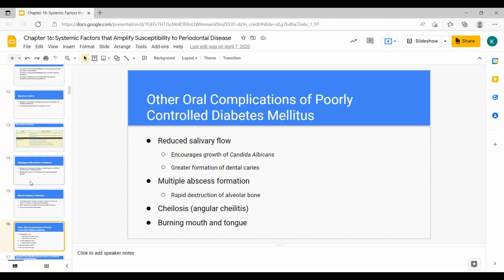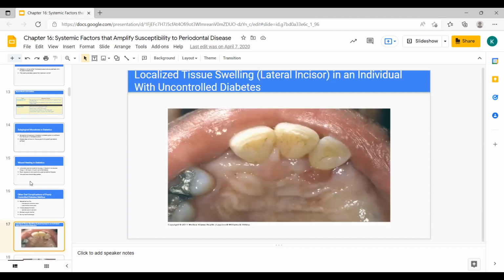Other oral complications of poorly controlled diabetes: we can have reduced salivary flow, okay, which is going to increase the growth of Candida, okay, so oral yeast infections. You're going to have greater formation of dental caries, and diabetics are already at a higher risk for caries because of the increased blood sugars. And then multiple abscess formation. So rapid destruction of alveolar bone can cause abscesses. You can see angular cheilitis, okay, the fungal infection at the corners of the mouth. And burning mouth and tongue is also going to be more associated, especially with poorly controlled diabetes, okay?